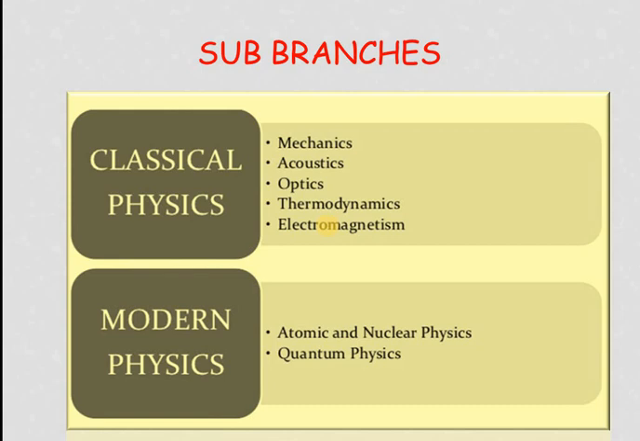Okay. Then, modern physics has 2 branches: atomic physics and nuclear physics. Atomic physics and nuclear physics you will be studying in class 12 physics, and quantum physics you will study in detail in your university classes if you are pursuing physics as your major subject.